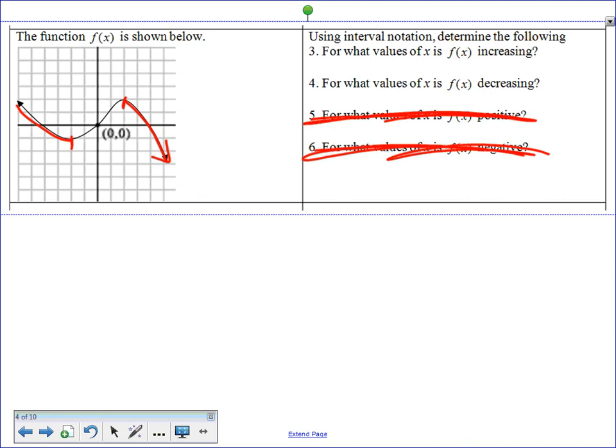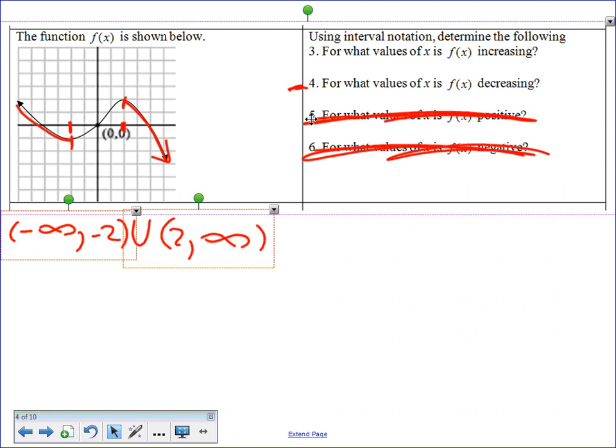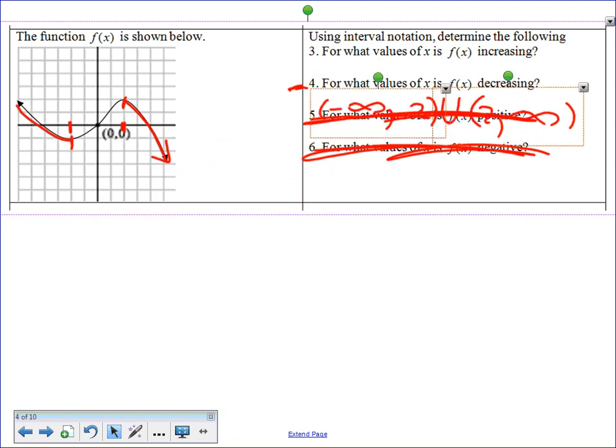So these are the places in red I just did is the decreasing. So how would I describe those? So we look at the x values. So the first one is -infinity to -2, and the second piece is 2 to infinity, and we want both those sets together, so we would do the union. So that's the decreasing.